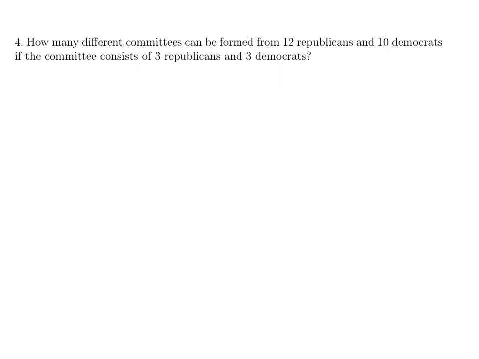In the last question, question 4, it asks, how many different committees can be formed from 12 Republicans and 10 Democrats if the committee consists of 3 Republicans and 3 Democrats. So we have 12 Republicans and 10 Democrats that are volunteering, but we're only going to select 3 of the Republicans and 3 of the Democrats.